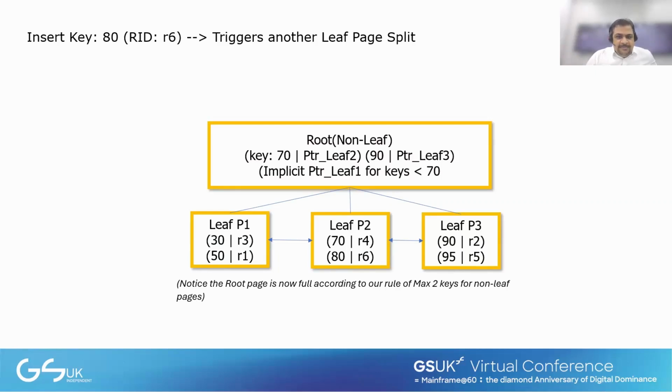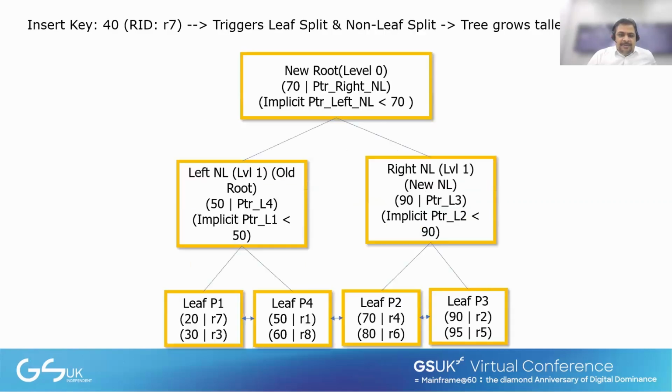And there is a promotion of key as well. Now it changes to 90. Now you have two keys in the root page, which are 70 and 90. And there is an implicit pointer for the less than 70 values. So there are three keys now. It is full actually now. So this is how the addition happens.